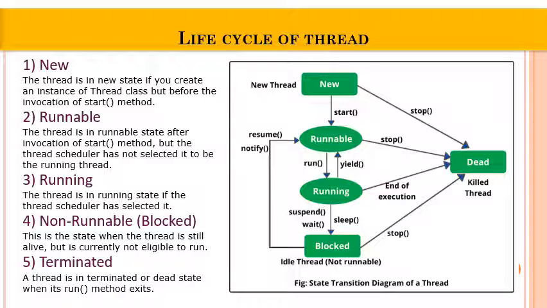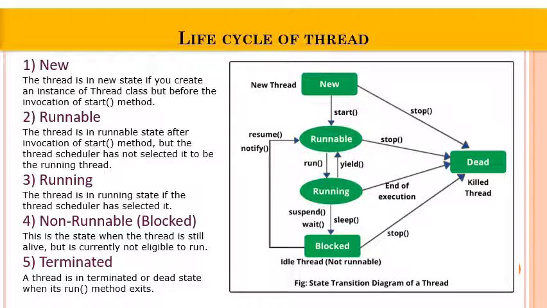The next and the last is the terminated, or you can say dead state. A thread is in terminated or dead state when its run method exits. Every thread has a life cycle. A running thread ends its life when it has completed executing its run method. So it is a natural death.